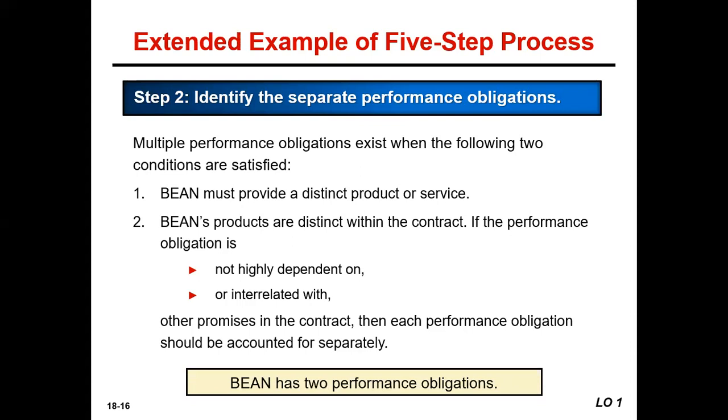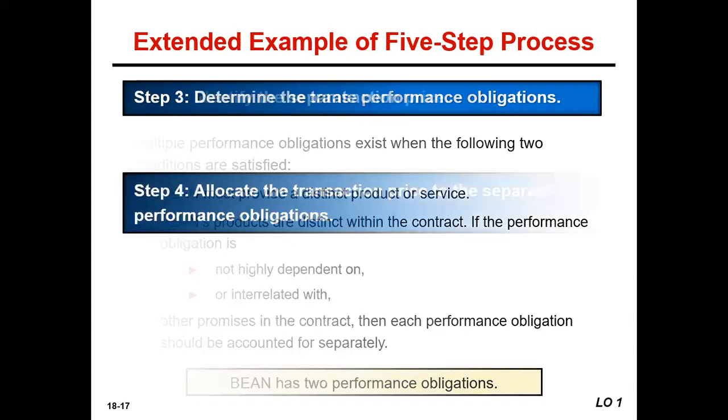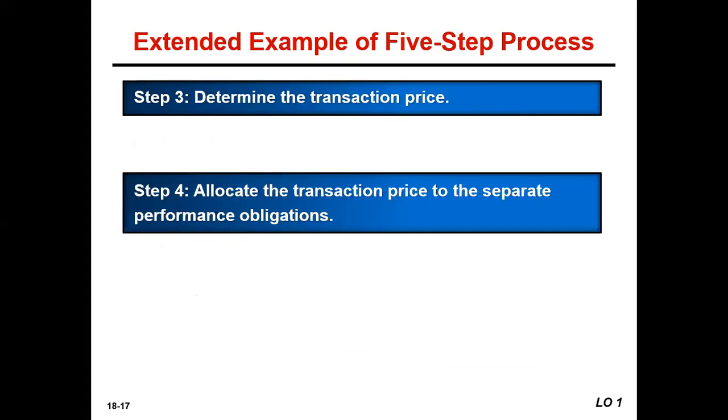So in this example, Bean has 2 performance obligations. Determine the transaction price. Just like earlier, we were asked, how much is the revenue to be recognized by Bean? So the transaction price is $8. That's 3 plus 5.